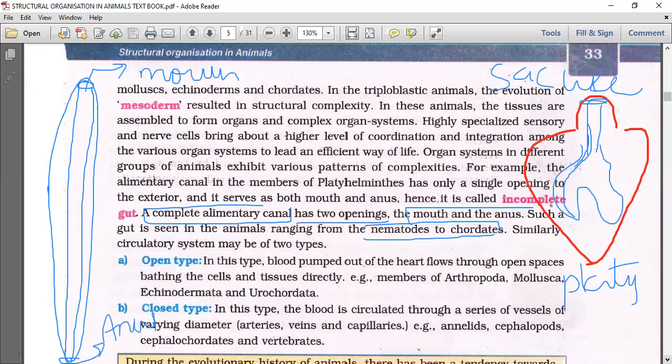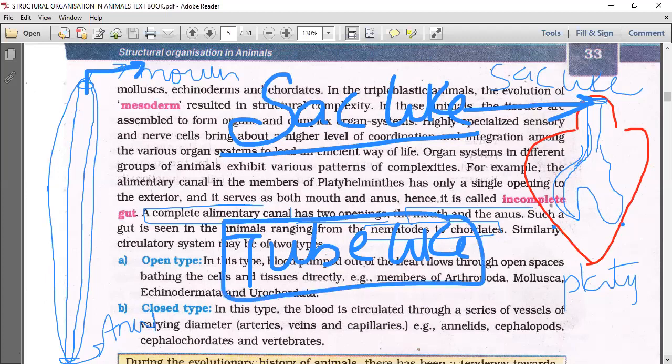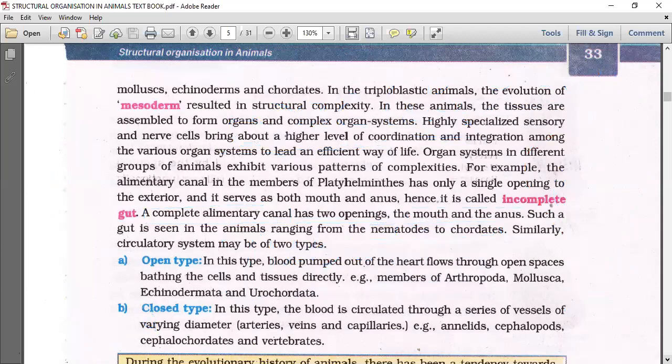So what we say ultimately here is, there are two types of alimentary canals. What are they? One is sac-like, which is the incomplete alimentary canal. The other is tube-like. In sac-like gut, we'll find only the mouth and there is no anus, no opening. An example is phylum Platyhelminthes. From Nematoda to Chordata, we'll find both mouth as well as anus, a tube-like or complete alimentary canal. In the same way, we need to see the gut is seen in the animals ranging from the nematodes to chordates.